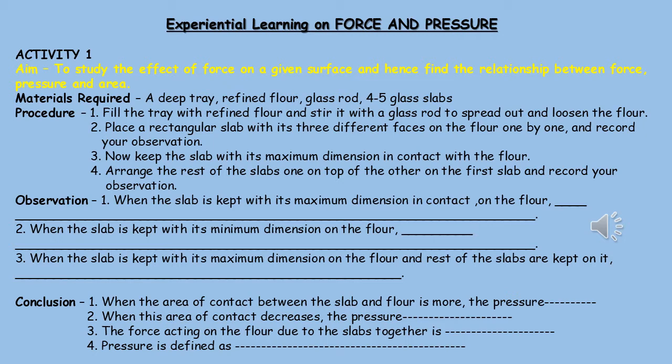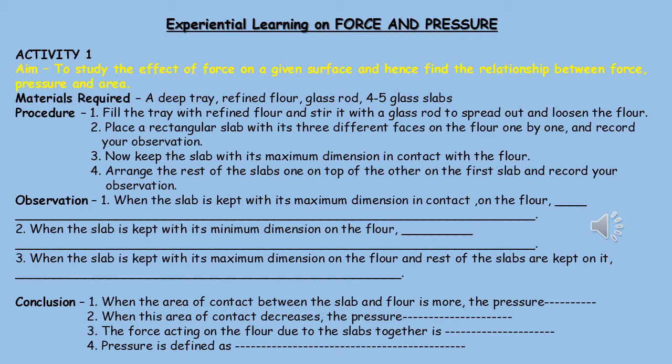First we are filling the tray with refined flour and we are stirring the glass rod to spread out the flour so that a uniform flour bed is created in the tray. Now we are placing the rectangular glass slab with 3 different faces on the flour one by one, and the observation is recorded.